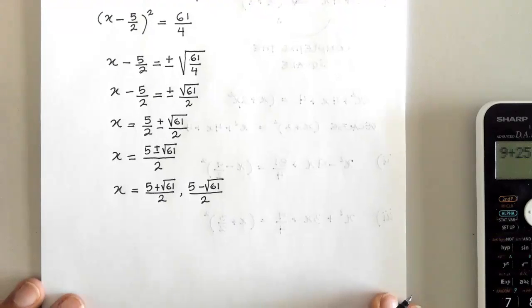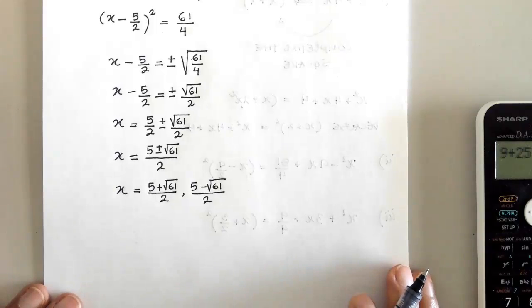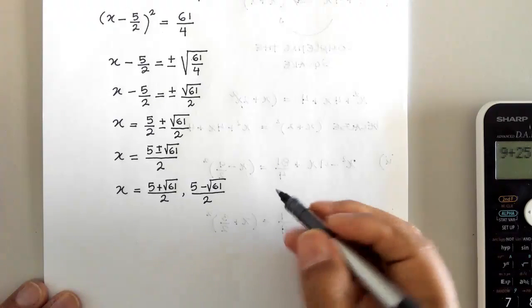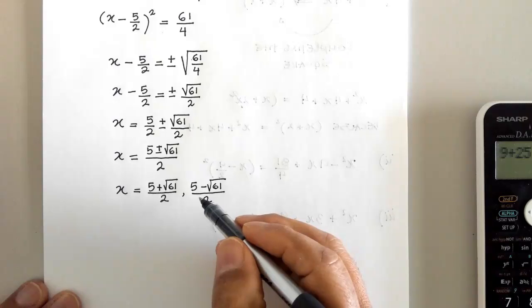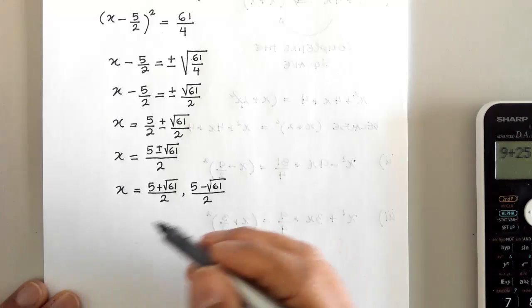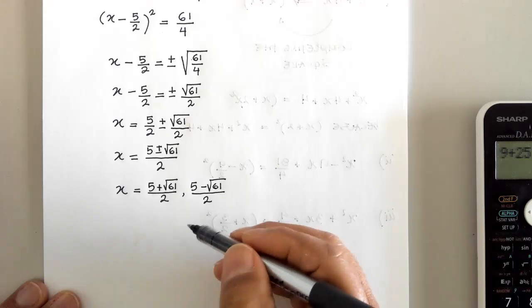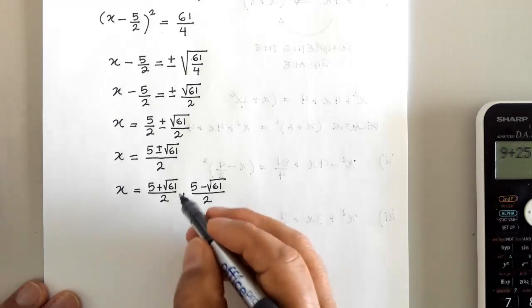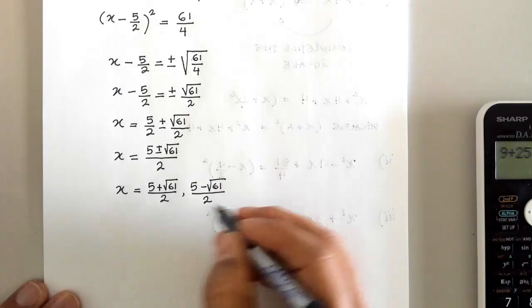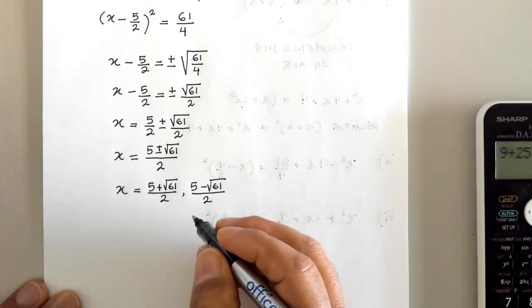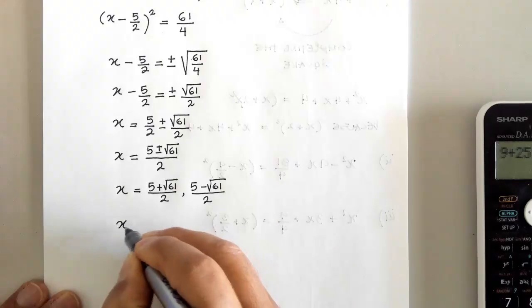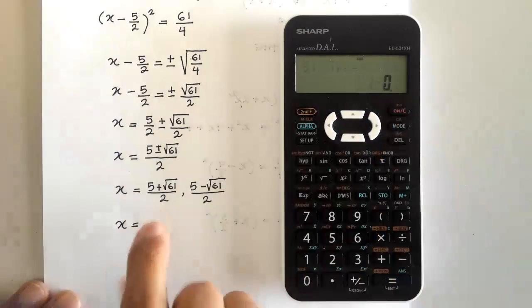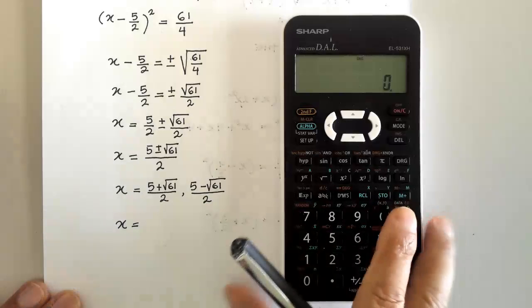Okay, and then from here we have two options in the test. If the test says express the answer in surd form, then you stop in here. But if the question requires you to express the answer correct to, let's say, 1 decimal place, then you should do this and write the answer. So let's say that that is the case. Let's say that your teacher put in the test to express the answer correct to 1 decimal place.